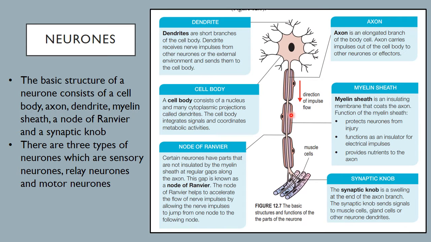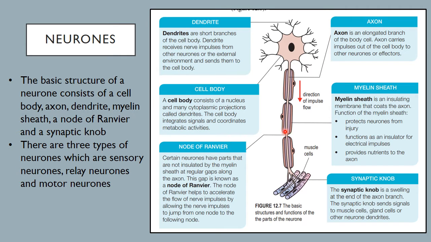And then this one, yang menyelaputi axon, dipanggil sebagai myelin sheath. So myelin sheath is an insulating membrane that coats the axon, or in other words, it acts as an insulator. Dia bertindak sebagai insulator. And here there are 3 functions of myelin sheath: protects neurons from injury, insulator for electrical impulses, and then provides nutrients to the axon.